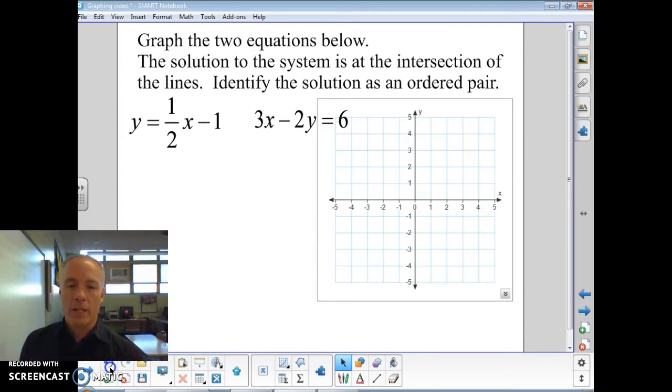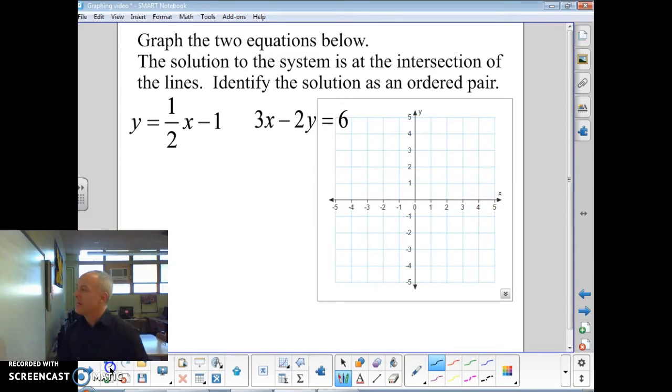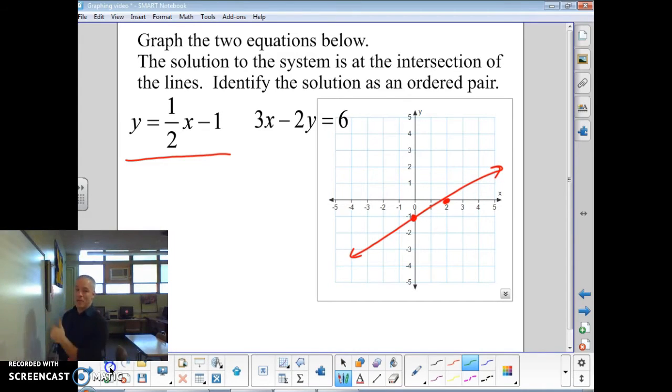So let's take this example. Graph the two equations below. The solution to the system is at the intersection of the lines. Identify that solution as an ordered pair. So this first one right here, we can easily graph. This one is in slope-intercept form, right? So -1 is our y-intercept. The slope is up 1 over 2. We can graph that one, nice and simple. The other one is in standard form. If you recall, you can turn it into slope-intercept form or find the intercepts.